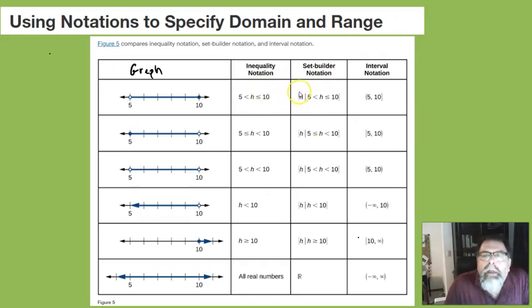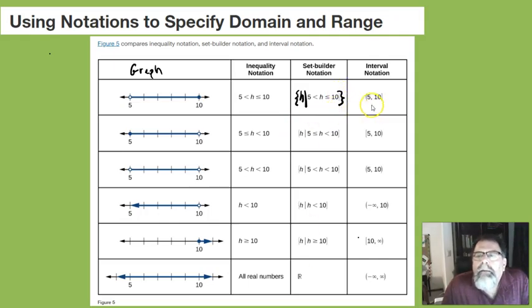Now when you do set builder notation, remember you're describing the conditions to be a member of the set. You can't see that very well. That's a brace. So you have the brace, the set of all h's such that 5 is less than h is less than or equal to 10. So it's just the same as the inequality. And then you have the closed brace.